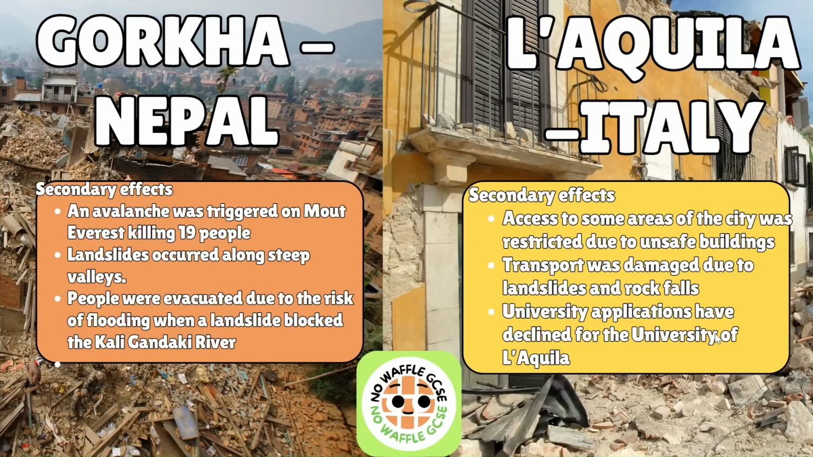So what happens after? What are the triggers from the earthquake? In Nepal, there was an avalanche that happened on Mount Everest that unfortunately killed 19 people. In Italy, access to areas of the city were restricted because of unsafe buildings. There weren't too many things that happened in Italy apart from some landslides, whereas in Nepal, there were 100,000 landslides that were triggered by the earthquake. There were also evacuations due to the risk of flooding. And in Italy, there were just things like university applications being declined as fewer people wanted to study at the university.